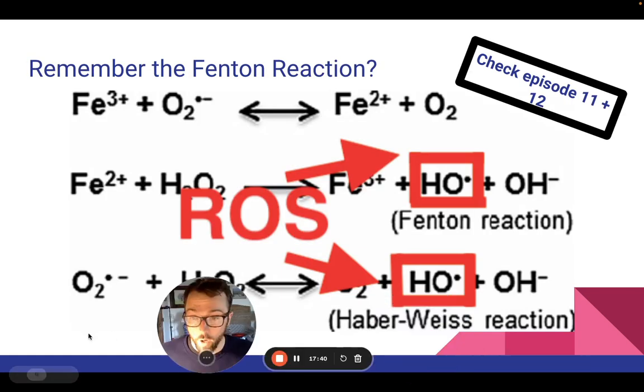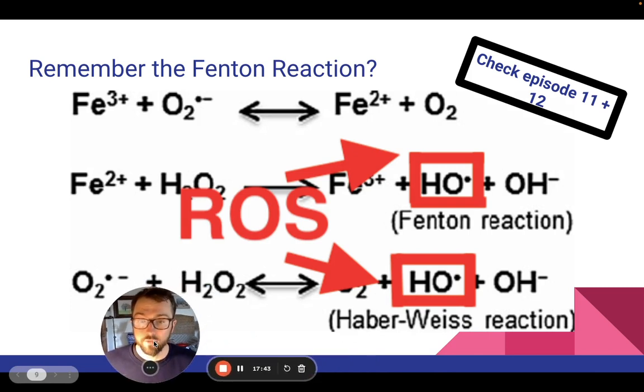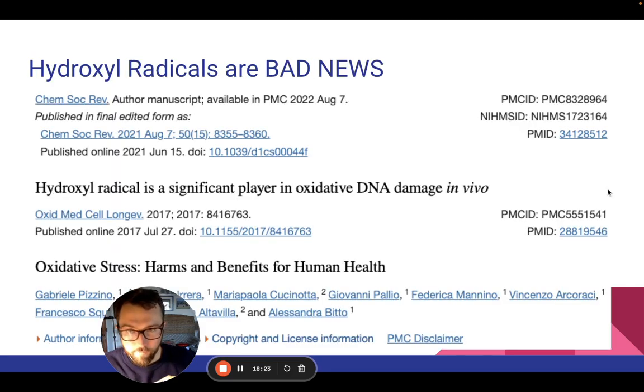Check episodes 11 and 12. I've gone into this more extensively before, but the Fenton reaction is essentially where free iron is reacting with hydrogen peroxide here and creating the hydroxyl radical, multiple hydroxyl radicals, 2 to be specific, but it's essentially compounding what was once a stable ROS that could be readily removed from the cell and has turned it into 2 highly destructive, highly reactive molecules. Bad news for a cell. Bad news.